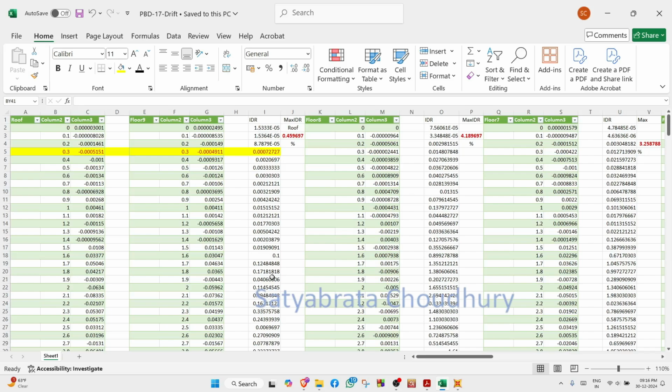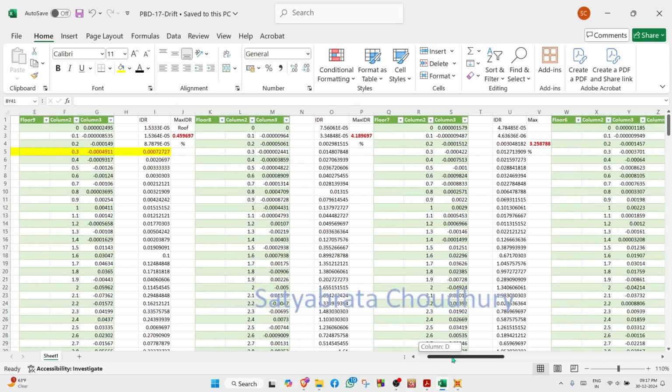Now for this drift between the roof and the 9th floor, you have to take the highest value out of all the drifts. So it has come out at 0.459, etc. Similarly, for the drift between floor 9 and floor 8, take the absolute difference between the displacement of floor 9 and floor 8, multiplied by 100 and divided by 3.3 height of the story, you get the interstory drift ratio, which are shown here in this column, and take the highest value, which is coming 4.2%.